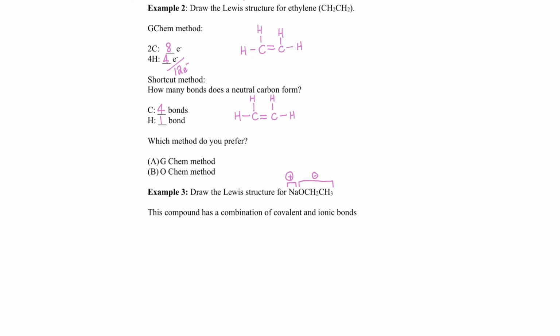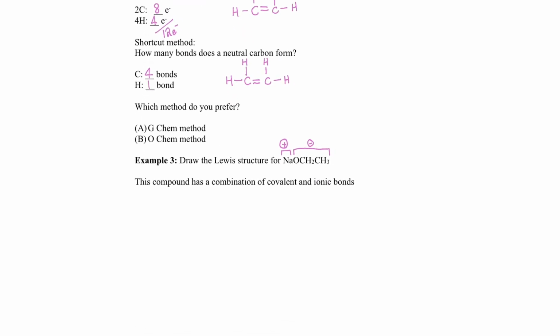The ionic bond is between sodium and ethoxide. So let's just first draw the sodium cation and then try to draw the ethoxide. So we know that we have overall a negative charge, and we have a CH2, a CH3, and an oxygen. Usually in OChem, we try to write it in the way that the structure is seen.